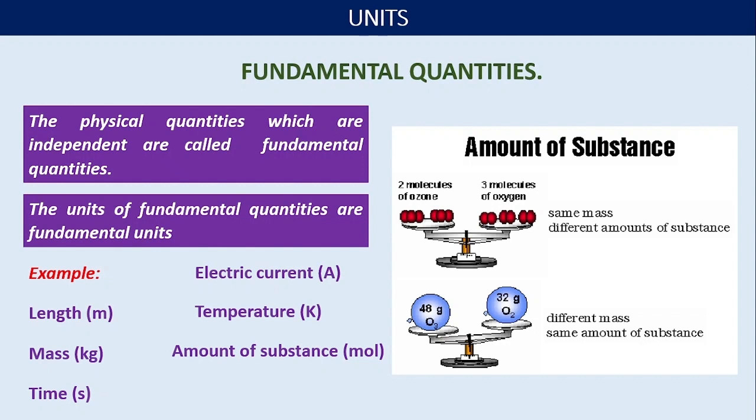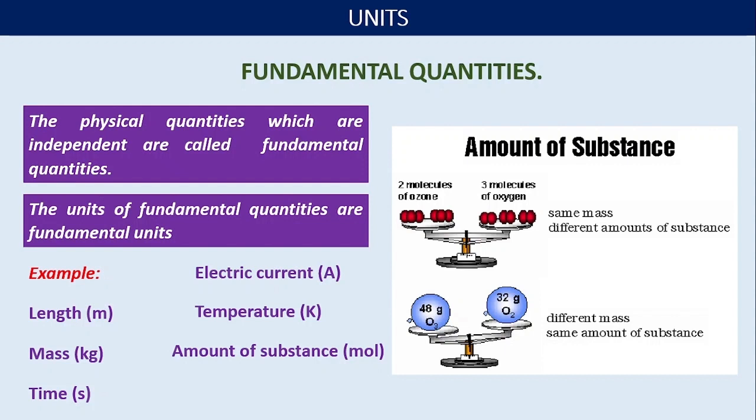Amount of substance, here the amount of substance is the number of entities in the 1 mole or in the given amount of substance. In the first balance there are 2 molecules of ozone, good, and in the second pan you have 3 molecules of oxygen. So in left and right pan there are totally 6 numbers of oxygen atom. Good. So same mass, different amount of substance. On the left pan, only 2 molecules are there. On the right pan, there are 3 molecules are there.